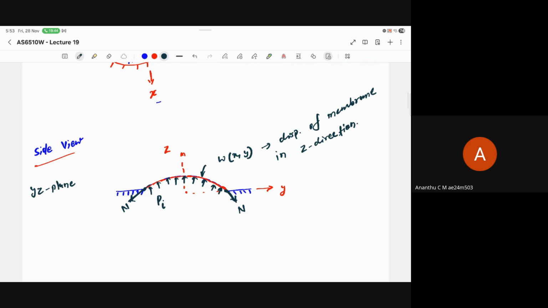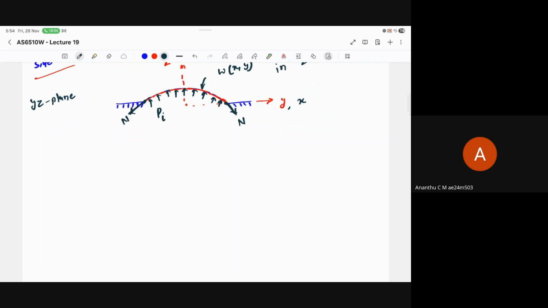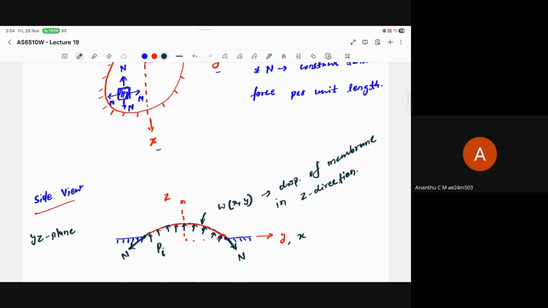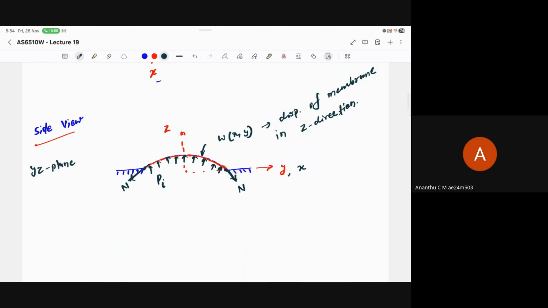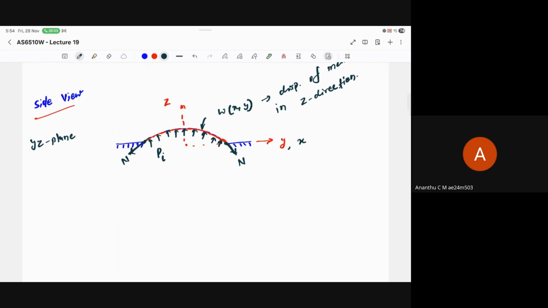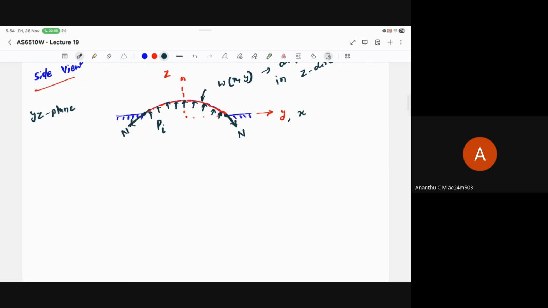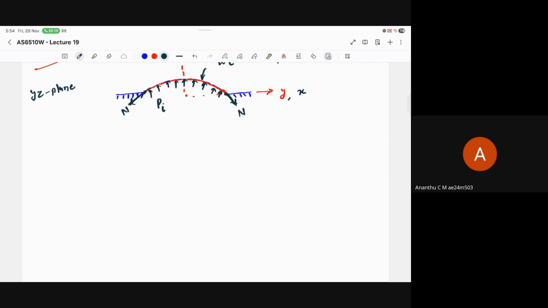If you do the side view in the xz plane, you are going to see the same thing. So you will see, and basically it's like this. Okay, so now we have the membrane. We have defined the membrane. We have also shown how it is deflecting because of this internal pressure Pi. And we have seen the top view. We have seen the side views. Now we will proceed with the equilibrium equation derivation.